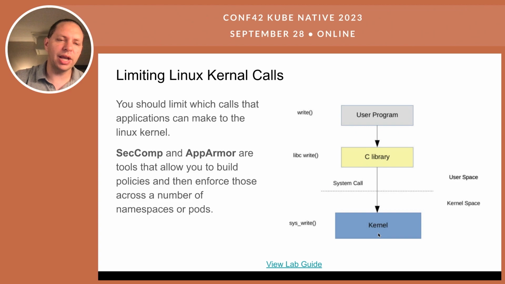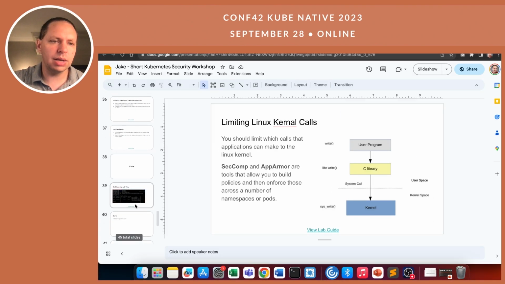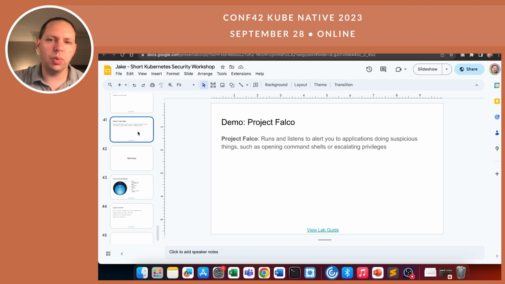So if an application tries to change its user account, that's suspicious. If an application tries to mount a volume when it's not supposed to, that's suspicious, right? Project Falco can monitor and alert you whenever that's happening. Well, I should say alert. It doesn't do alerts. It'll just do an API call or a log.